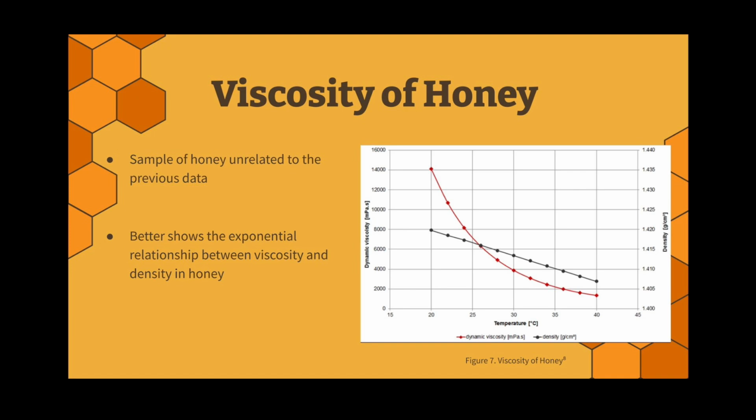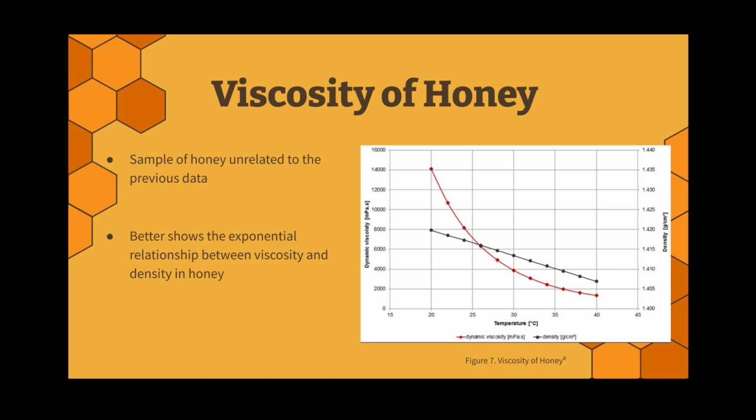Here we have an actual sample of honey being tested. I would like to preface that this graph and its data are completely unrelated to the previous studies, so the values are going to be a bit different. The composition of the solutions in the previous graphs did not involve any other components that would make natural honey thicker, like any dust or pollen.